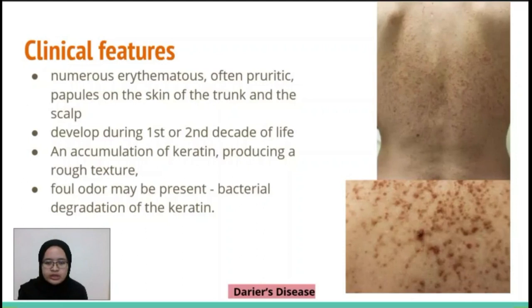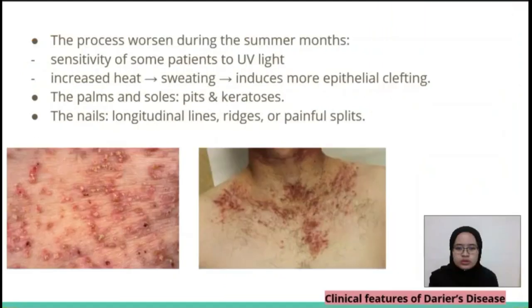And also, an accumulation of keratin producing a rough texture may be seen in association with the lesions, and a foul odor may be present as a result of bacterial degradation of the keratin. And the process generally becomes worse during the summer months. It is either because of sensitivity of some patients to UV light or because of increased heat, which results in sweating, which induces more epithelial clefting. And the palms and soles often exhibit pits and keratosis, while the nails show longitudinal lines, ridges, or painful splits.